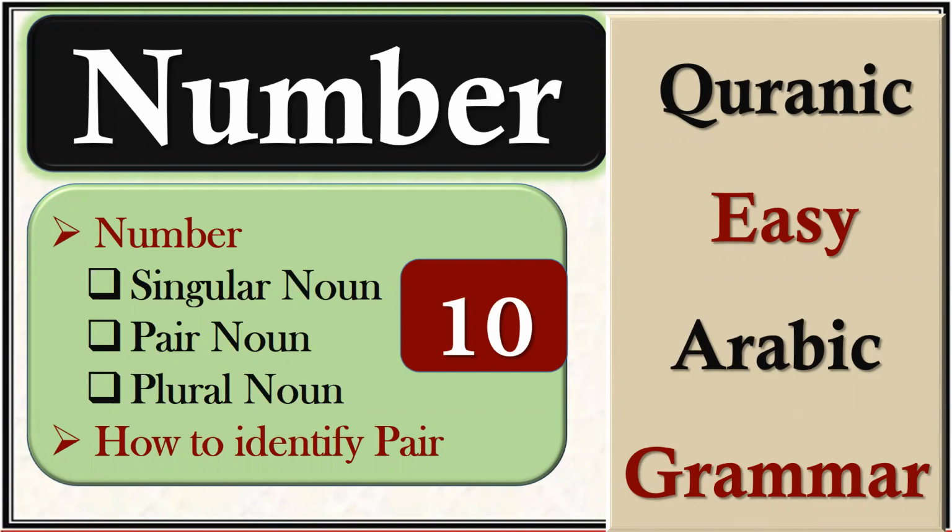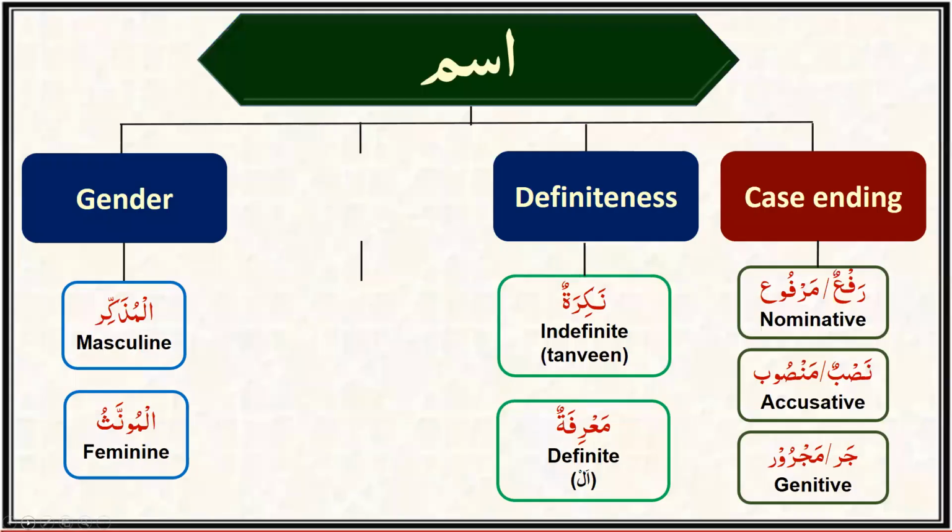Inshallah ta'ala, in today's lesson, we are going to discuss something about the number of a noun. We would learn the types of different numbers of a noun, that is singular noun, pair noun, and plural nouns. And we would also carry out the practice how to identify pair nouns from Quranic Majeed.